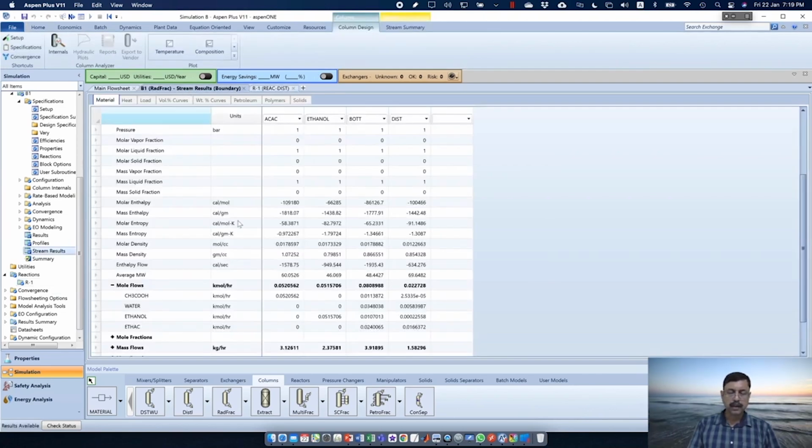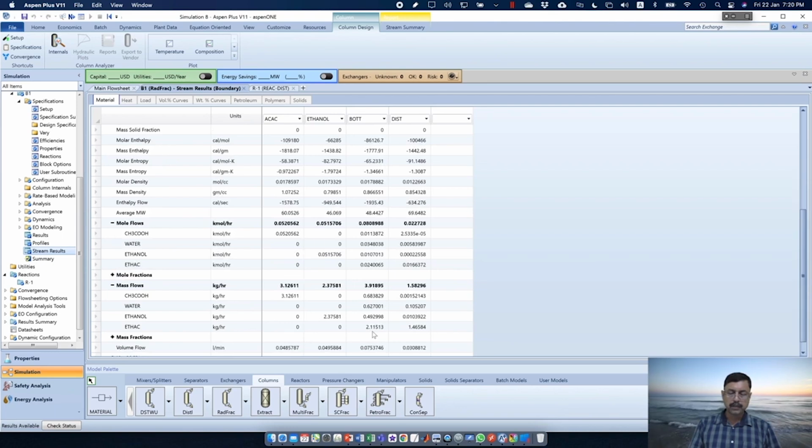You see how much water has been produced. Together it is 0.03488 kilomoles per hour in the bottom, and 0.0058 kilomoles per hour in the distillate. Similarly, you can combine. This is the amount of ethyl acetate that is being produced. If you want to see the mass flow rate, nearly 3.5 kg per hour of ethyl acetate and 0.7 kg per hour of water has been produced through this reactive distillation.